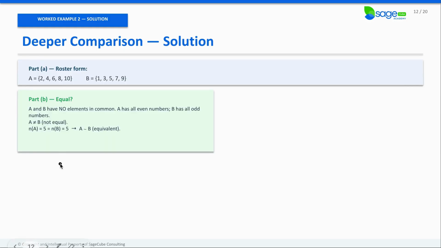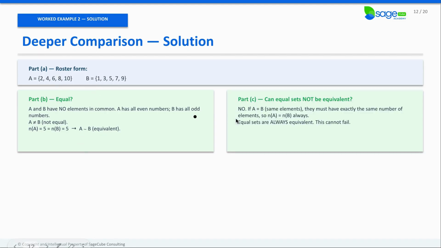Okay. So let's go through our answers together. We saw A, the roster form. We listed our elements of A, listed our elements of B. Then we were checking if they were equal. We saw that they didn't have the same elements, but they had the same sizes, and that's what made them equivalent. So for C, we said what? No. You're asking if it's possible for two sets to be equal but not equivalent. No. If A equals B, remember, they have the same members inside. So if I'm counting the number of members in both, the count will end up being equal. So that will make the sizes equal. And if the sizes are equal, we call that equivalent. So equal sets are always equivalent.